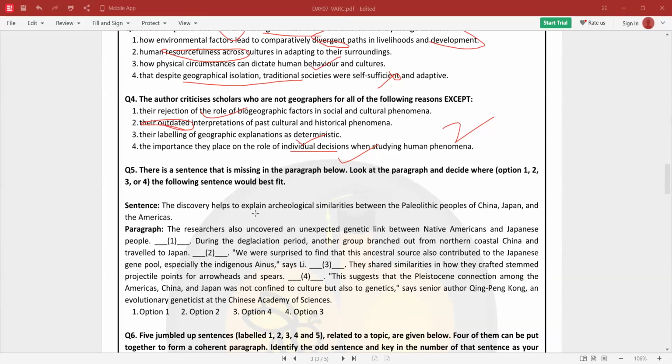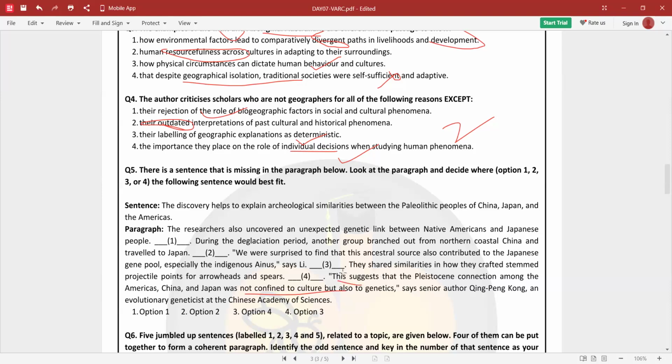The sentence is that discovery helps to explain archaeological similarities between the Paleolithic people of China, Japan, and Americas. The researchers also uncovered an unexpected genetic link between Native Americans and Japanese people. During the deglaciation period, another group branched out from the northern coast of China and traveled to Japan. We were surprised to find that ancestral source also contributed to the Japanese gene pool, especially in the indigenous Ainu, says Lee. They shared similarities in how they crafted stemmed projectile points for arrowheads and spears. This suggests that the Pleistocene connection among the Americas, China, and Japan was not confined to culture but also genetics.